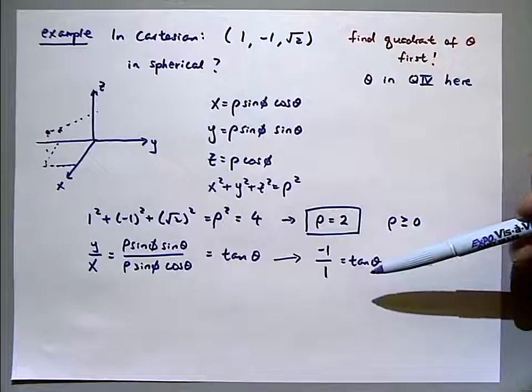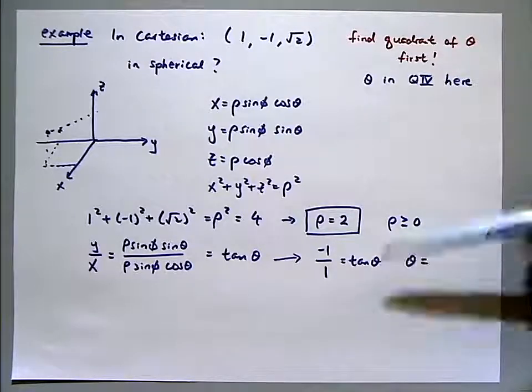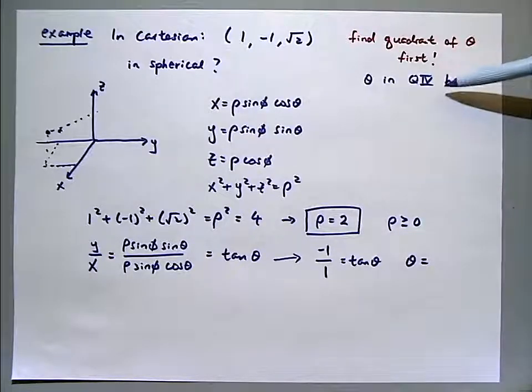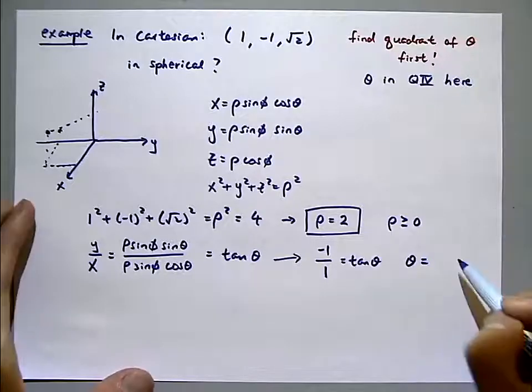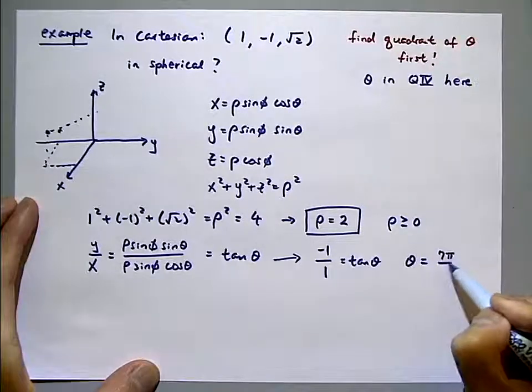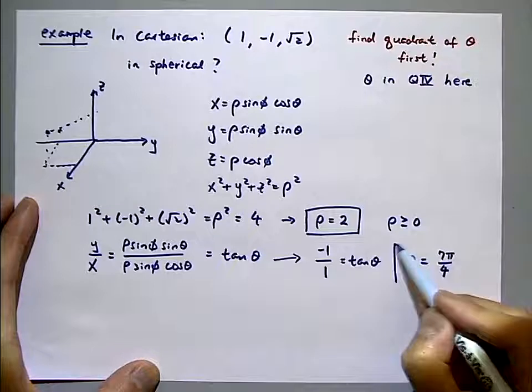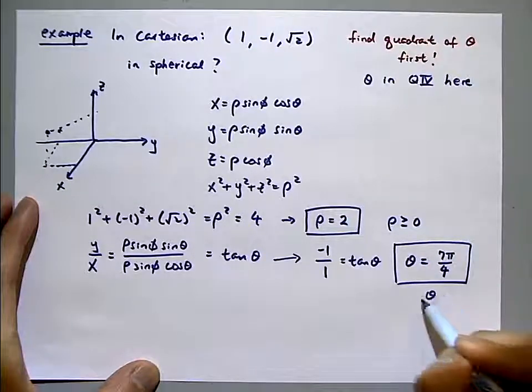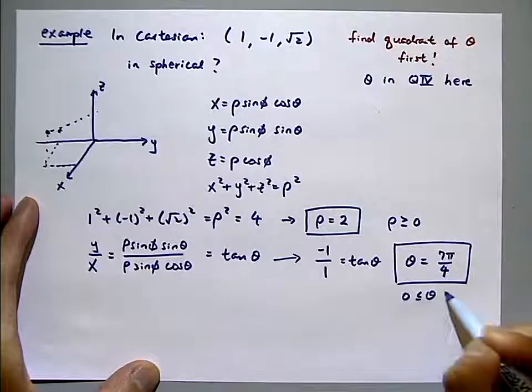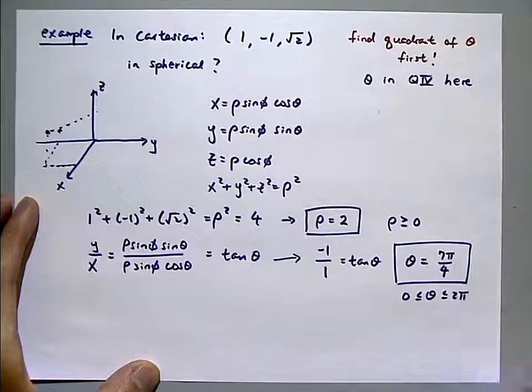This alone can put you in two quadrants, fourth or second. We have to choose the fourth quadrant. So in the fourth quadrant, what angle between 0 and 2 pi has a tangent of minus 1? 7 pi over 4. Very good. Remember, we always choose theta to be between 0 and 2 pi.